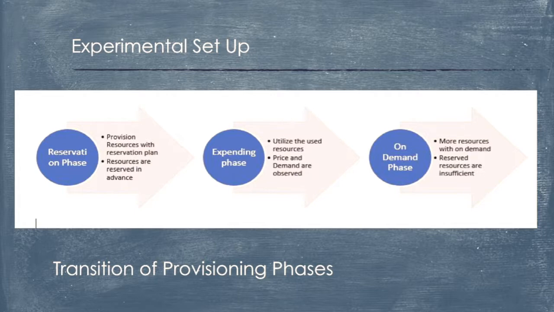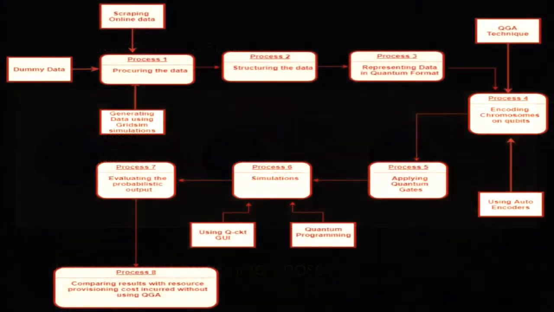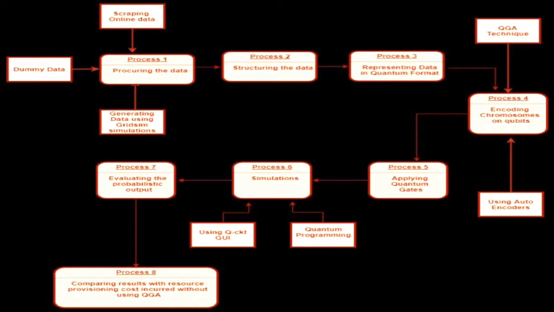As a result, the reserved resources could be observed to be either over-provisioned or under-provisioned. If the demand exceeds the amount of reserved resources, the broker can pay for additional resources with on-demand plan, and then the on-demand phase starts. Now this slide explains the research method processes. First one is obviously procuring the data. Three ways to do it: dummy data, scraping online data, and generating data using grid simulations. Out of these, one will be chosen.